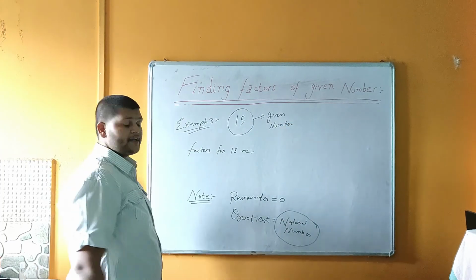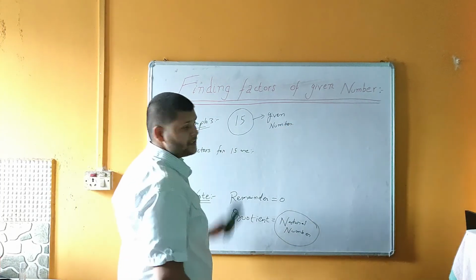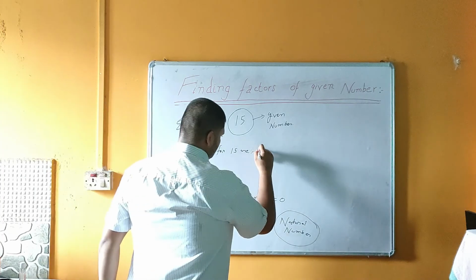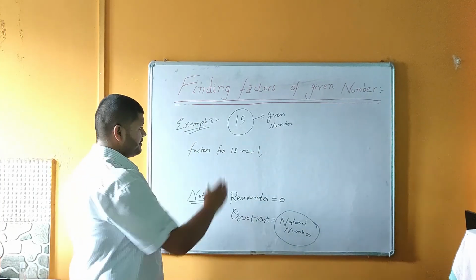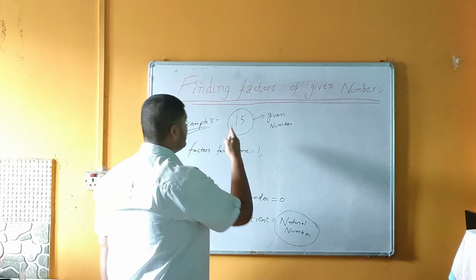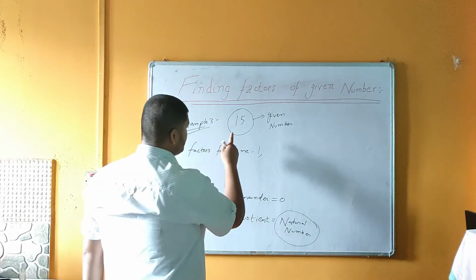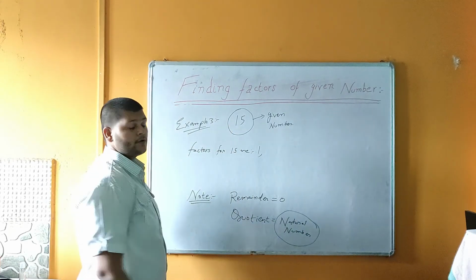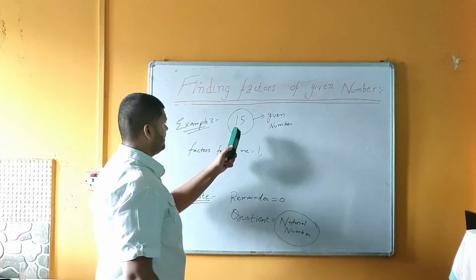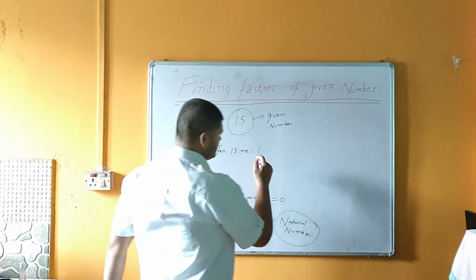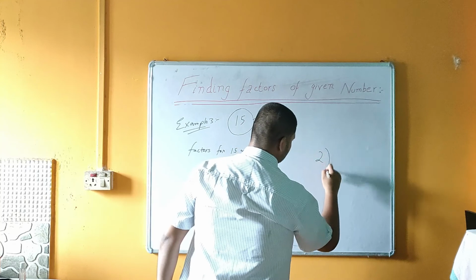And the number itself will be a factor of the given number. So 1 is already done. Now we will see for 2. Up to where will we check? You have to start from 1 and go up to the given number, 15. So 1 is over, we will see for 2.